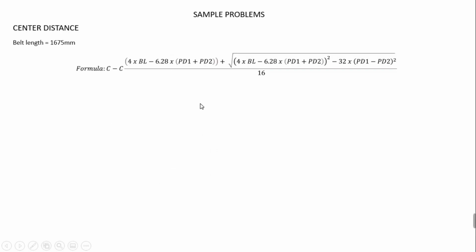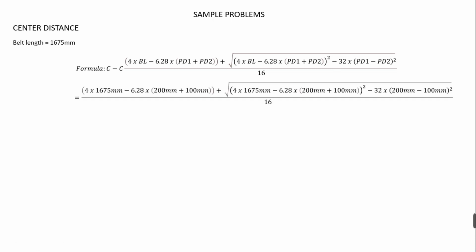To do that, we have the equation: 4 times the belt length minus 6.28 times PD1 plus PD2, plus the square root of 4 times the belt length minus 6.28 times PD1 plus PD2 squared, minus 32 times PD1 minus PD2 squared, over 16. So substitute all the values, then we will get 4 times 1675 millimeters minus 6.28 times 200 millimeters plus 100 millimeters and so on.